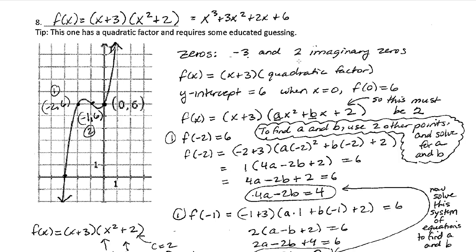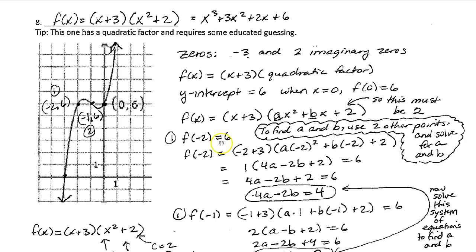The other thing I know is that when x is 0, y is 6. So what I know has to be true is that the number in the quadratic factor has to be 2, because if I put 0 in for x, I should get 6 for y. However, I don't know what the x squared factor and the x factor look like. They both could have a coefficient, which I'm going to call a and b. I don't know what those two are. So I need a couple of other points. And luckily, I can see a couple of other points on the graph. There are two other places where the y value equals 6, one at -2 and one at -1.